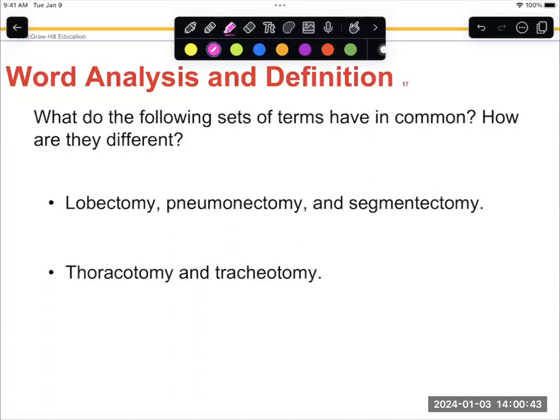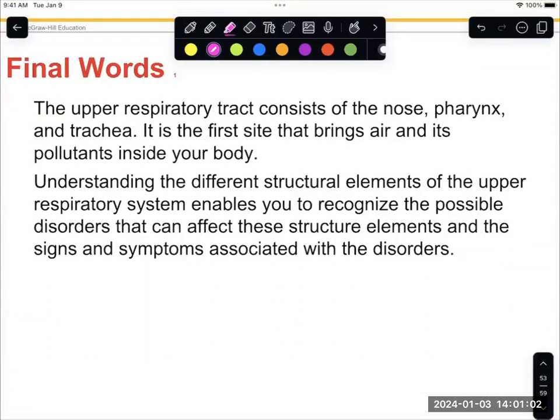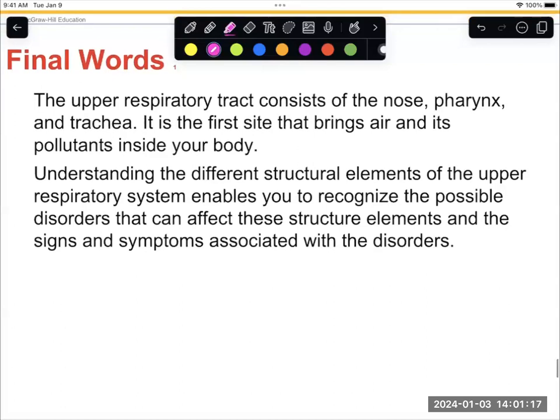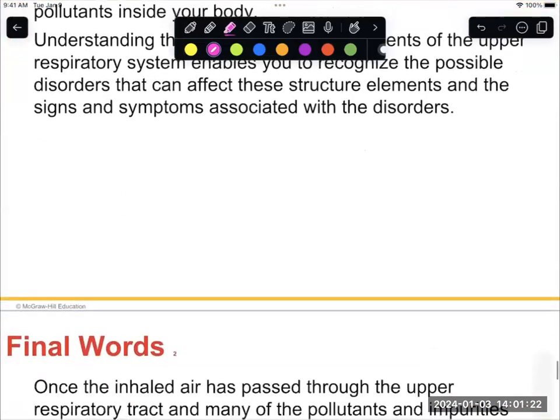Thoracotomy and tracheotomy are both incisions into that respiratory system. That thoracotomy is an incision into the chest wall. That tracheotomy is an incision specifically into the trachea. So the upper respiratory tract is everything that's up in the head, pretty much, up into like the top part of the neck. That lower respiratory tract is everything below it. There's different structures in that upper versus lower respiratory tract, and it helps to enable you to figure out which kind of disorders may be happening.